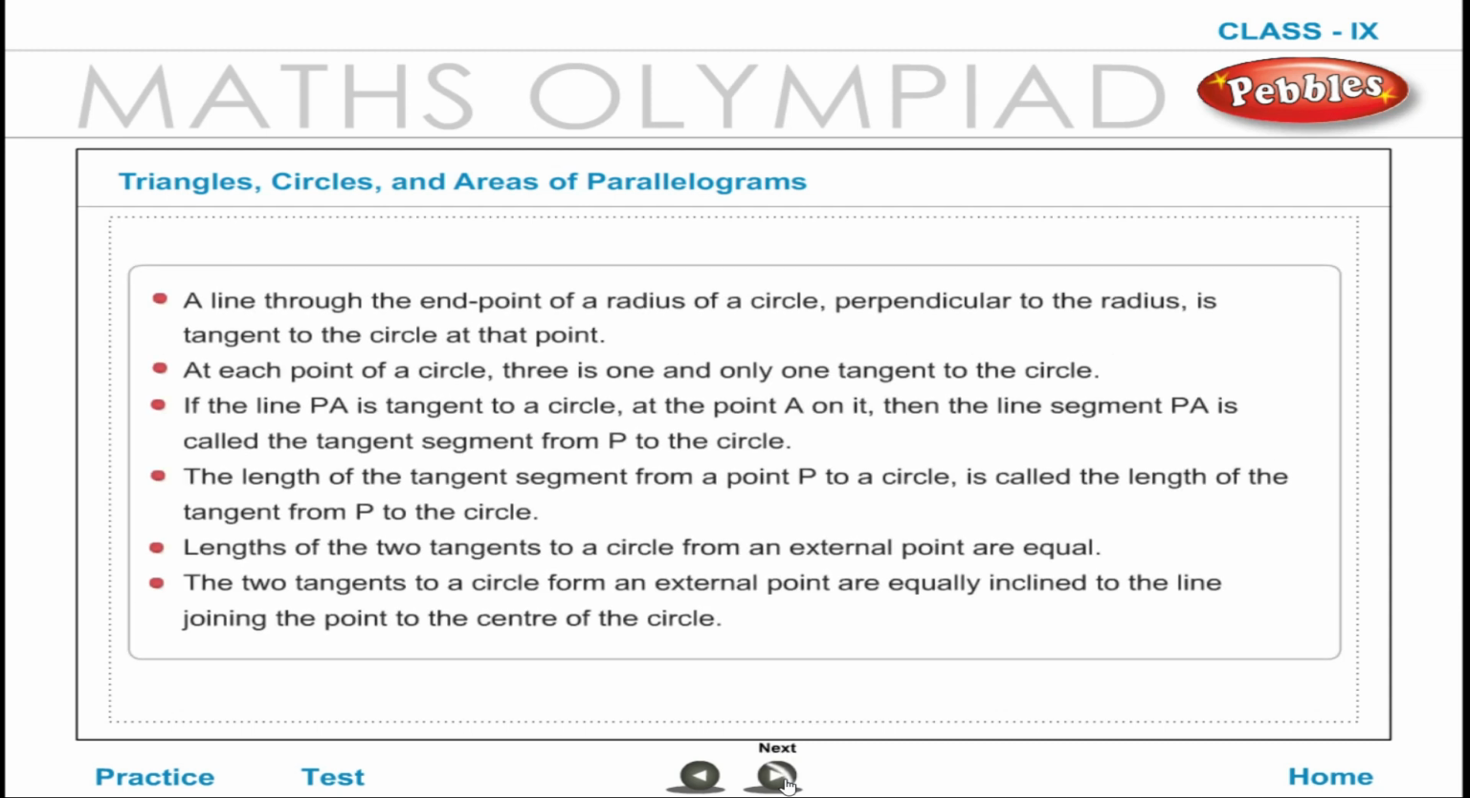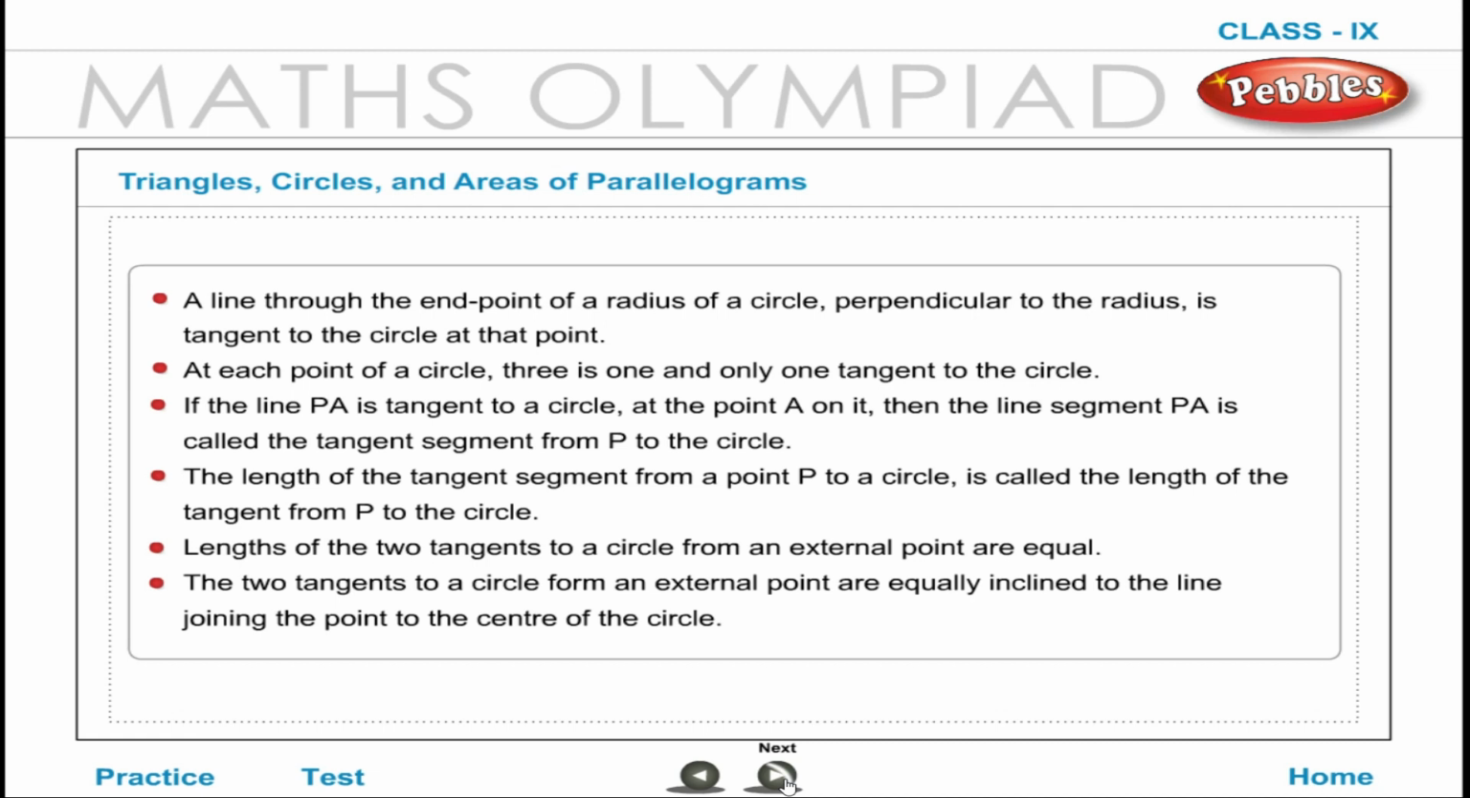A line through the endpoint of a radius of a circle perpendicular to the radius is tangent to the circle at that point. At each point of a circle, there is one and only one tangent to the circle. If the line PA is a tangent to the circle at the point A on it, then the line segment PA is called the tangent segment from P to the circle. The length of the tangent segment from a point P to a circle is called the length of the tangent from P to the circle.